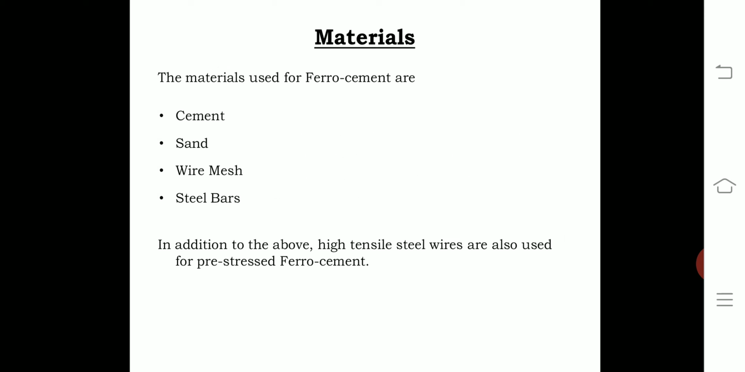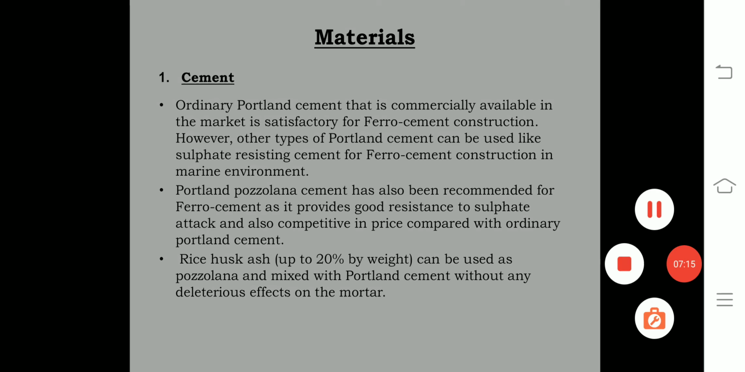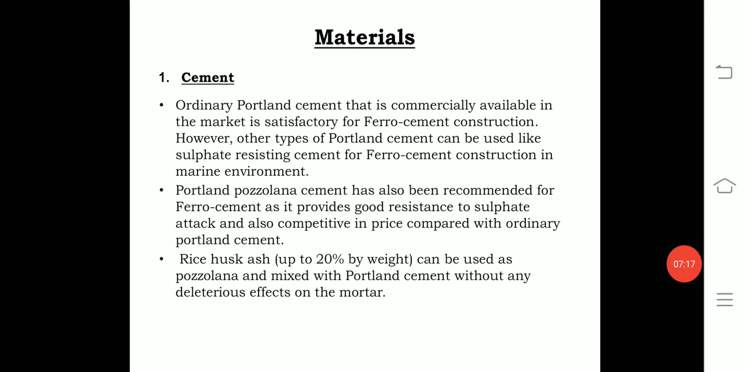This is all about ferrocement and what it constitutes. The materials used for ferrocement are cement, sand, wire mesh, and steel bars. And in addition to the above, high tensile steel wires are also used for pre-stressed ferrocement. Yes, let us discuss one by one.